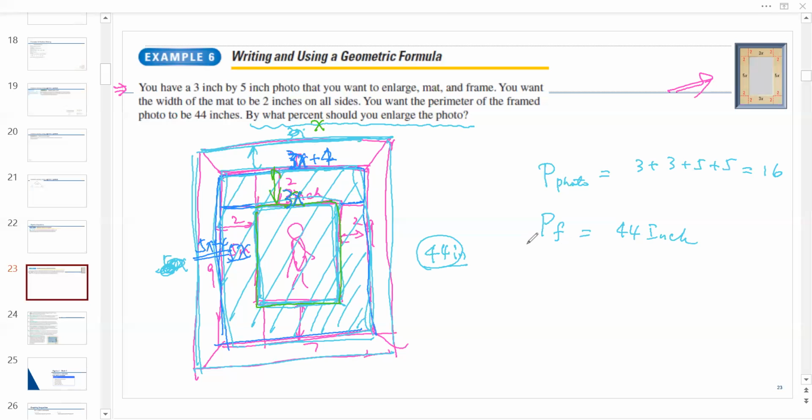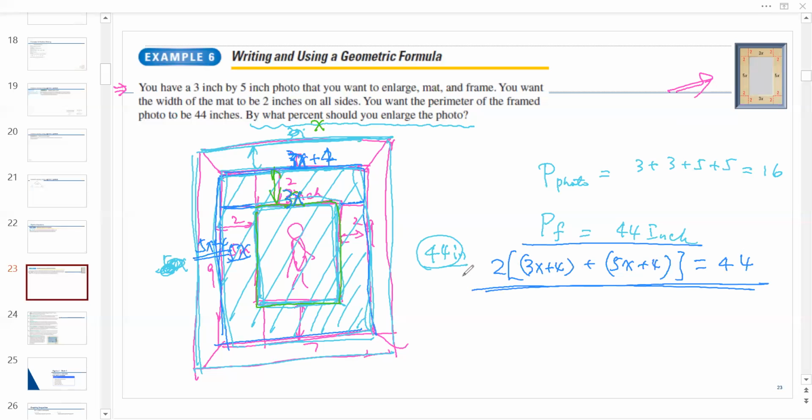Okay, so the frame part, this one became what? 3x plus 4 is one of the sides. The second side is 5x plus 4, right? So 2 times the length plus width is the perimeter, which should exactly match 44. So we build this kind of equation, right? It's a little bit more complicated than previously, so you need to be careful about this one. They enlarge this photo first, so you don't know what percent they enlarged. That's why we say x there. Okay, so we got this kind of equation.